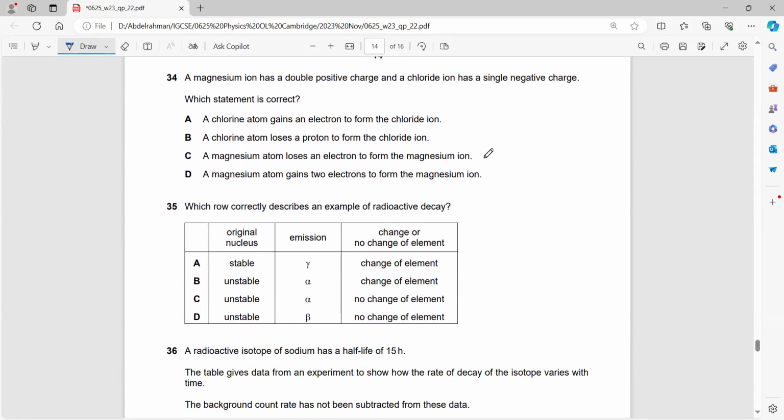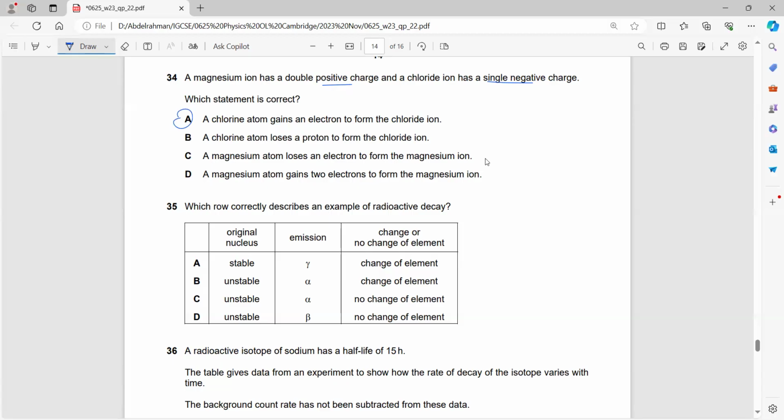A magnesium ion has a double positive charge and a chloride ion has a single negative charge. Which statement is correct? It's such a chemistry question, but okay, we can solve it. Double positive charge, and the other one has a single negative charge. It is A.